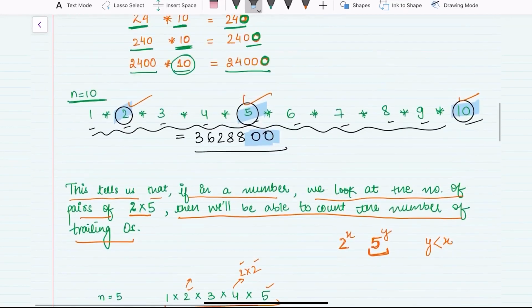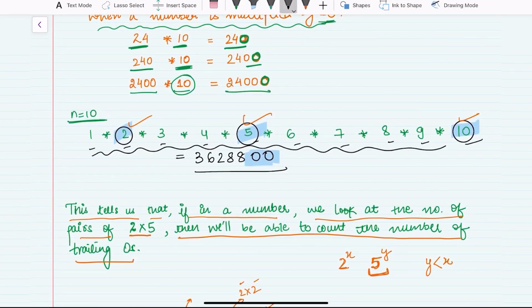So let's look at it with the help of an example. In this case, every alternate number is a multiple of 2: this is a multiple of 2, 6 is a multiple of 2, 8 is a multiple of 2, then 10 is a multiple of 2. So at every second number, we find a multiple of 2, which will give us the number of 2's. And every fifth number is going to be a multiple of 5, which will contribute to the power of 5.